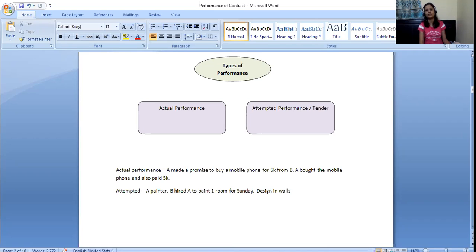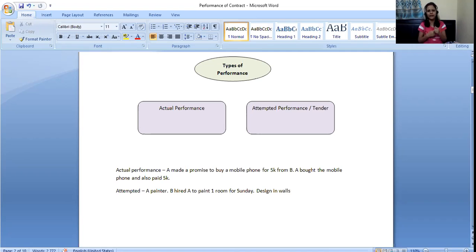I will simply paint your walls or something like that. So that should not be done. That means when I'm making an attempt to perform, I should not put certain conditions from myself. I cannot say that no, I'm not doing it this way, I'm doing it this way only. I should not do that. Whatever I agreed at that starting point, accordingly only I should make an attempt to perform it.